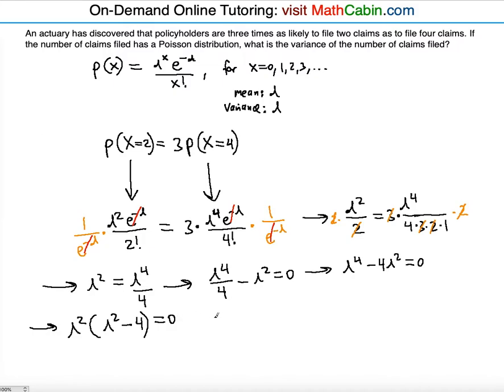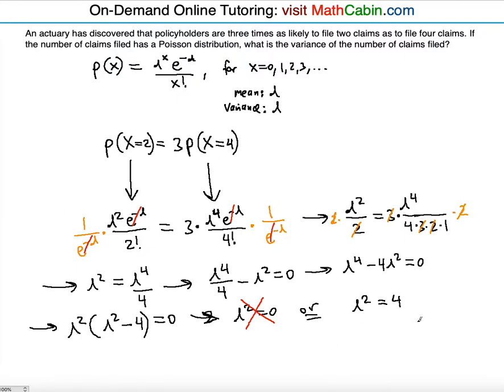Right, so that's how you factor, which means that you can have 2 possibilities. Lambda squared is equal to 0, or lambda squared is equal to 4, because if you set lambda squared minus 4 equal to 0, you will solve it like that. So lambda squared equal to 0, we cross it out because it's not going to be in the answer choices. You will not have a variance or mean of 0, because otherwise the probability is always going to be 0. So you're not going to use that.